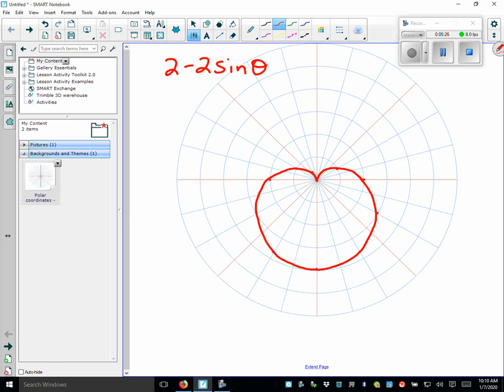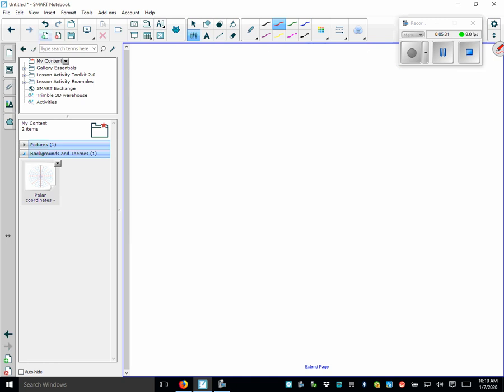All right. Now, the directions say convert the polar to rectangular. If I give you, as an example, this is polar.